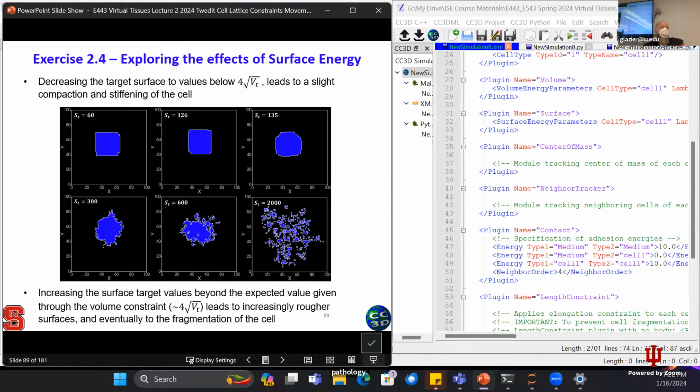The other thing you could try if you're doing this and you're playing is set the volume constraint to 0 and see what happens if you only have a surface constraint. Generally, we almost never do that, but it can be interesting to see what happens with that. Surface, but no volume.